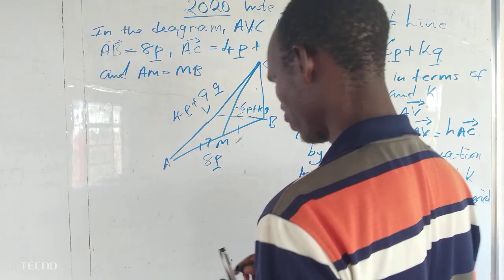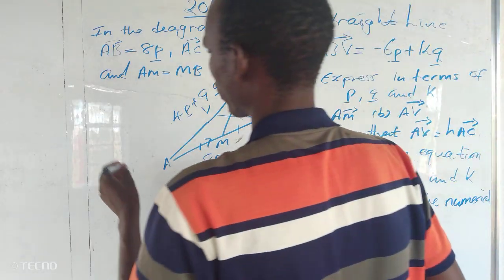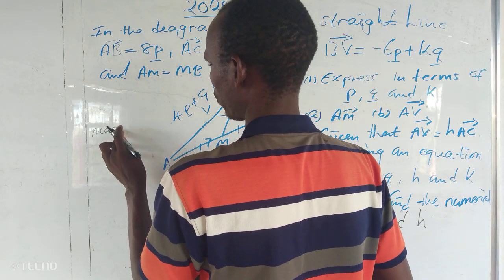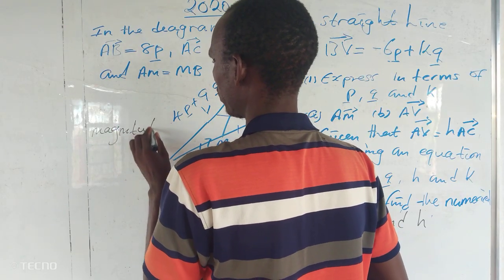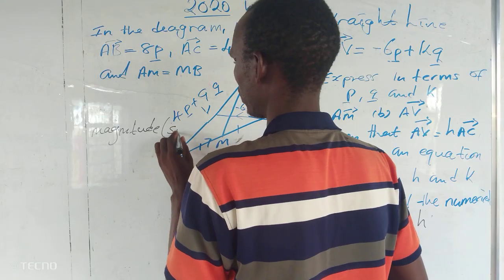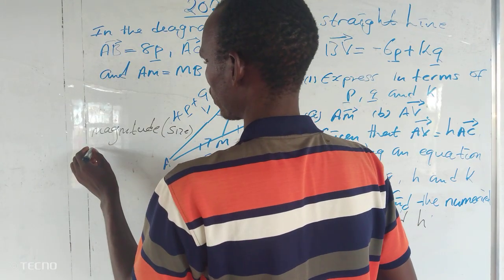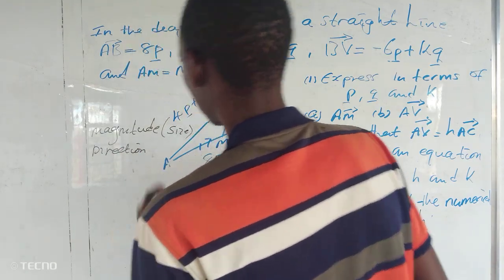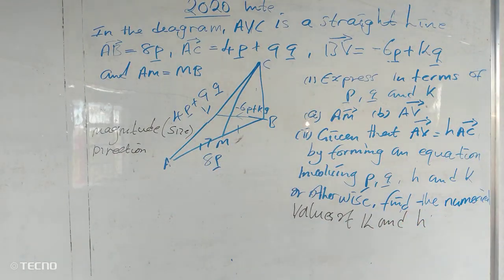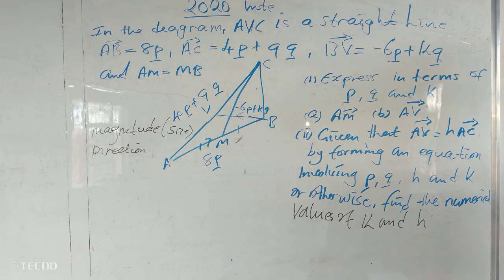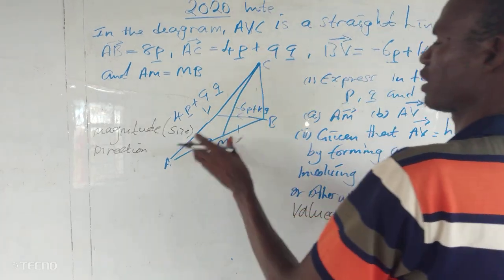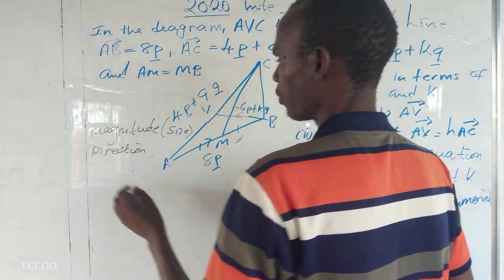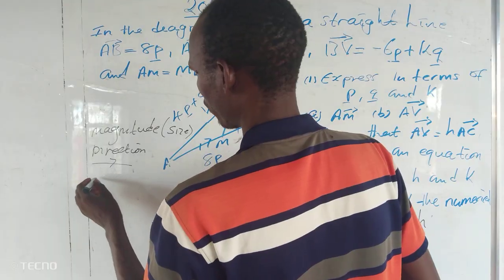Before solving anything on vectors, we should understand two things. There is what we call the magnitude, sometimes called the size. We also have the direction. Those two things are very important whenever you are dealing with vectors. When we talk of size, we are talking of the size of the vector we have been given. When we talk of direction, we are talking of the movement of a vector.